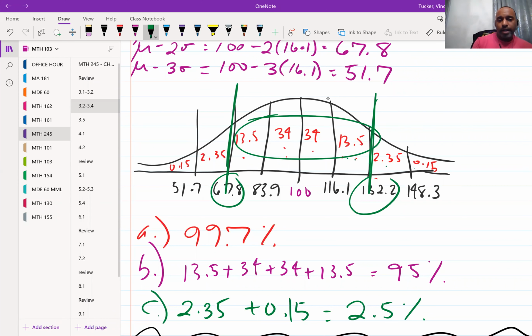All right, and that will add up to give us 95%. So you can also state chances, like what's the chance, or the number of students we expect to score between certain values. You can do 67.8, 83.9. You can play around a lot with this.